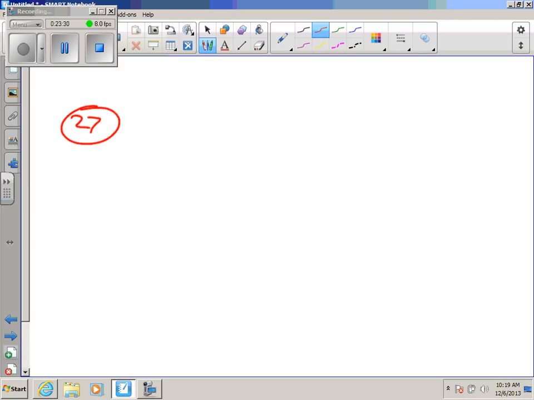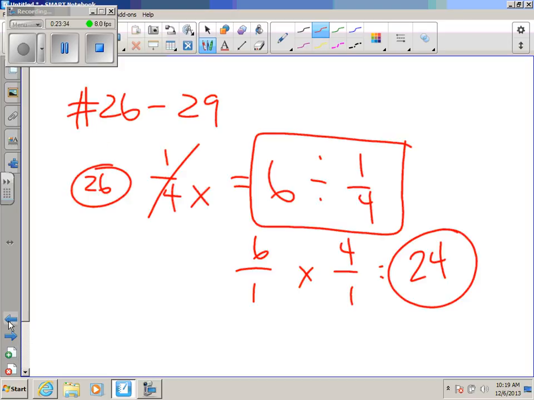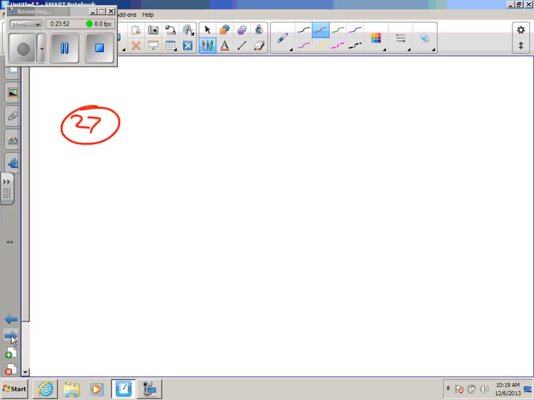27. Question on 26. Someone say wait. Yes? Always in division, the second fraction always flips. Okay. 27, 4/5 x is equal to 7/10.